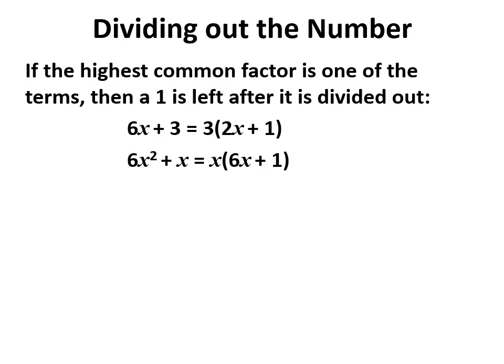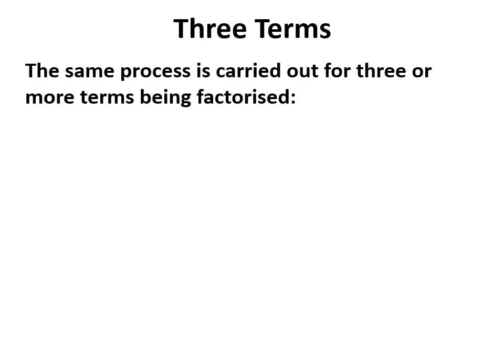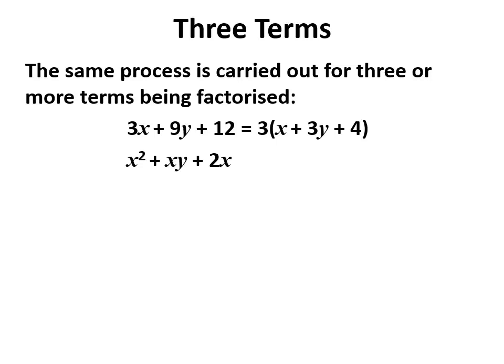None of these rules are specific to 2 terms, they work just as well with 3. So in this case, we look at that and we see that the 3, the 9 and the 12 have a common factor. That common factor is 3 and it can be removed from all 3 terms. This one, x squared, xy and 2x all have an x in common, so we can take that x out and leave the 3 terms exactly in the same order.